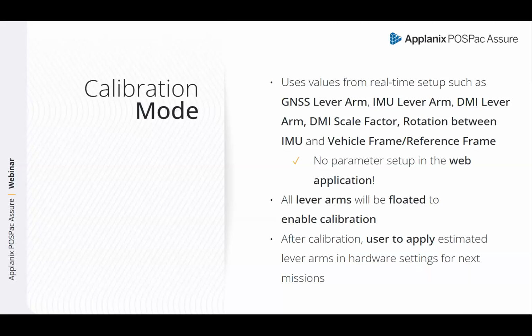And when I speak about lever arms, again, it's a GNSS antenna lever arm, IMU lever arm, DMI lever arm, scale factor for DMI, and rotations that apply between the vehicle frame and vehicle frame IMU or IMU and reference frame. So at the end, once you've done that and everything was calibrated, you would take the calibration values back and correct your setting on the system. Again, either through the browser user interface or with the POSView controller software.